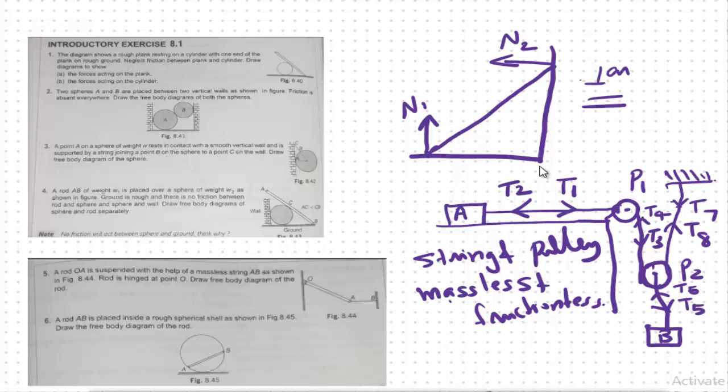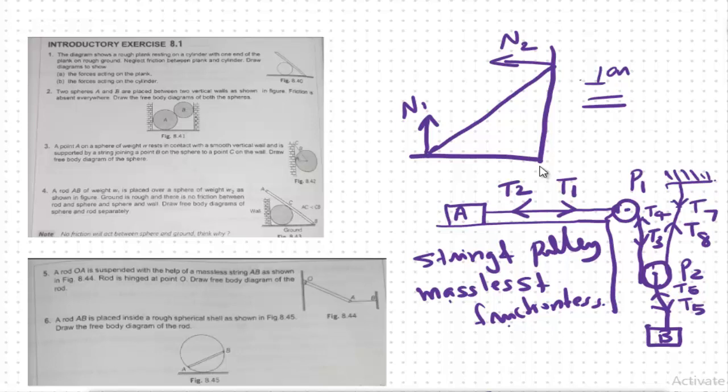Because if it is a massless frictionless pulley, then the tension acting remains the same. Last class we learned that acceleration will remain the same if it is an inextensible string, so the magnitude of acceleration will remain the same. If it is a frictionless massless pulley, tension will remain the same. So all these tensions, T1, T2, T3, T4, T7, T8, will remain the same.